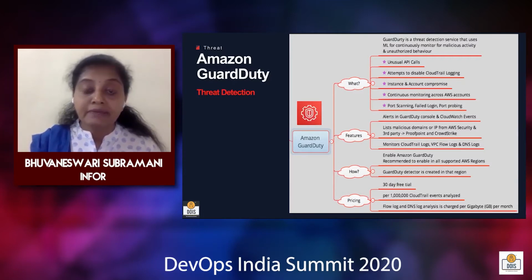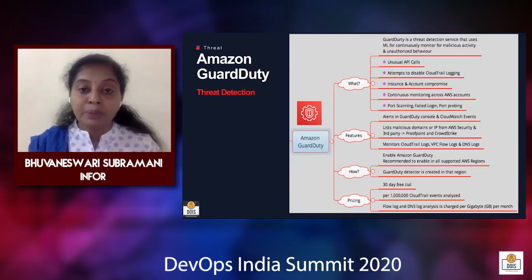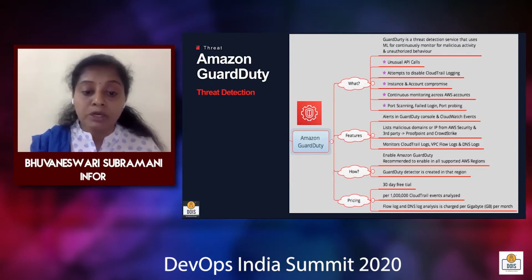We said that we have CloudTrail logging enabled. If I've shared my AWS account with a couple of my friends, I will know who's logging in, who's creating an EC2 instance, or who's deleting an S3 bucket. But what if there is something malicious trying to disable the CloudTrail logging? That should be recorded, right? And instance and account compromise, some of these things Amazon GuardDuty will help with.